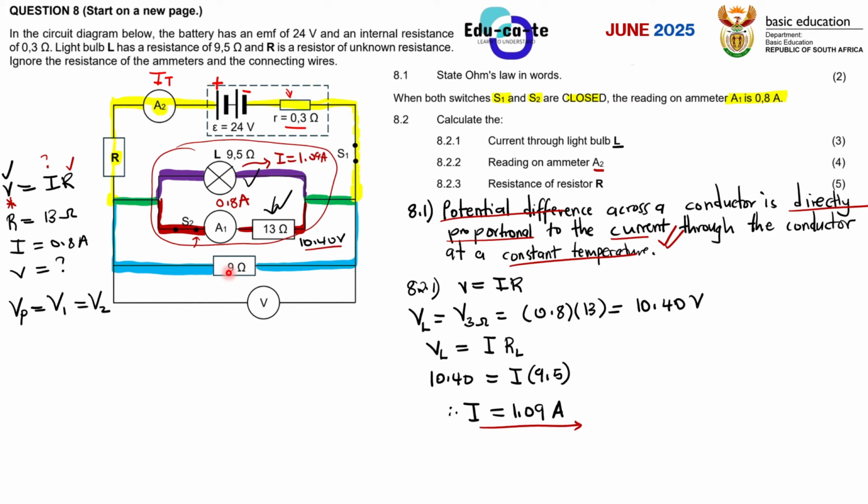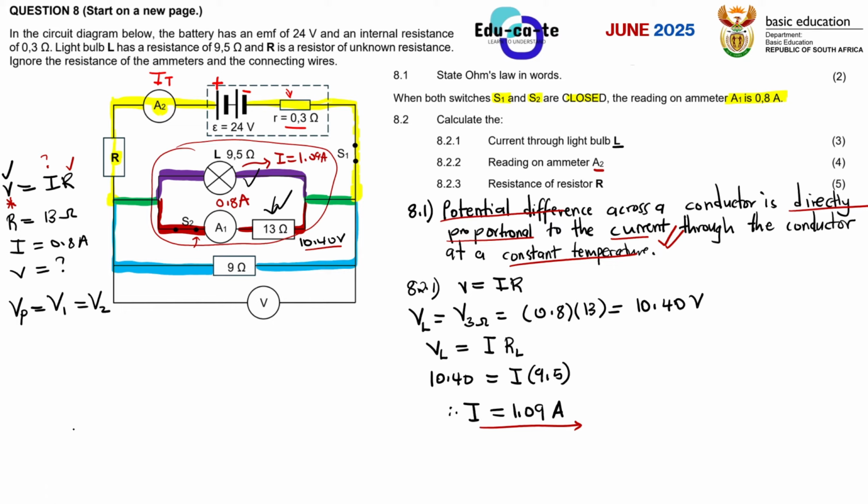I repeat again, if you don't understand this, go and watch my video introducing current, voltage and resistance, so that you fully understand that when you say voltage is divided, or voltage is the same, across parallel resistors, this is what we mean. So the voltage across this 9 ohms resistor is also 10.40 volts.